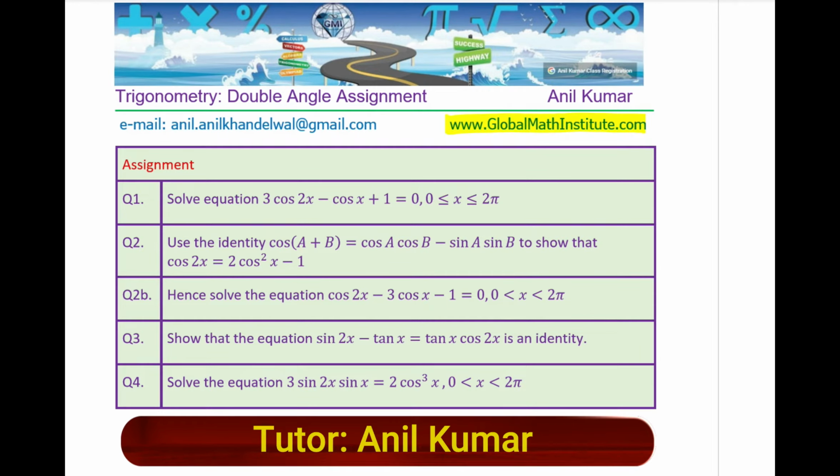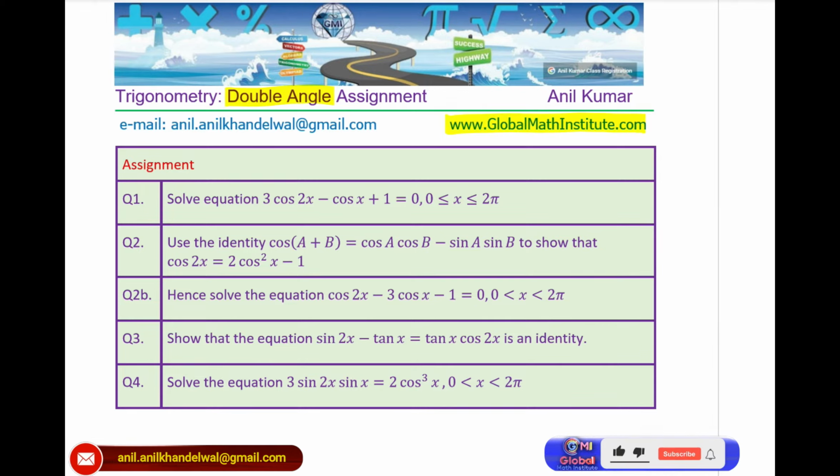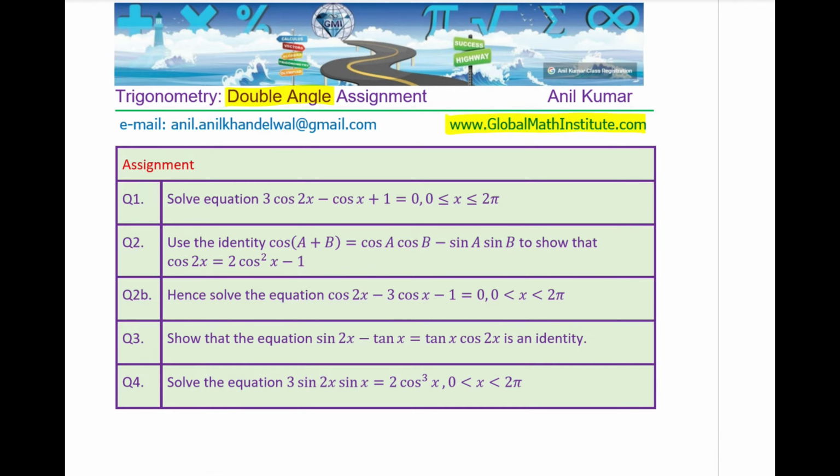In this video, we have taken some questions based on double angle. You may take this as an assignment. We have 4 questions to discuss. Question number 1 is solve the equation 3 cos 2x minus cos x plus 1 equals to 0, where x is between 0 to 2 pi, both included.